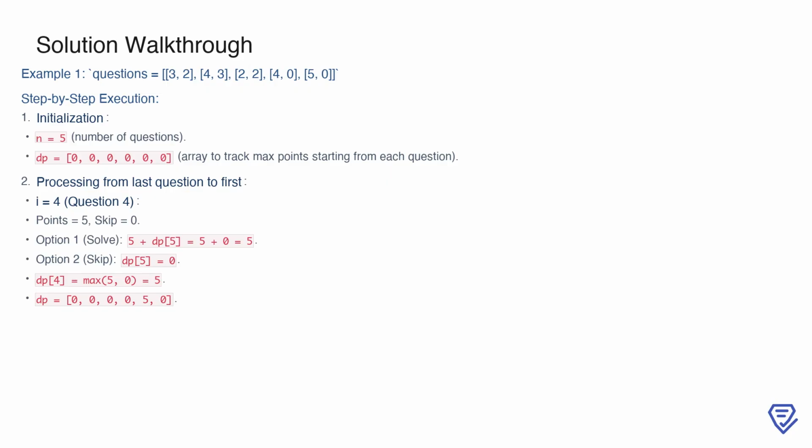Question 4 offers 5 points and requires skipping 0 subsequent questions. If we choose to solve it, we get 5 plus dp[5], which is 5. If we skip it, we simply take dp[5], which is 0. The maximum of these 2 options is 5, so we assign dp[4] to 5. The dp array now looks like 0, 0, 0, 0, 5, 0.